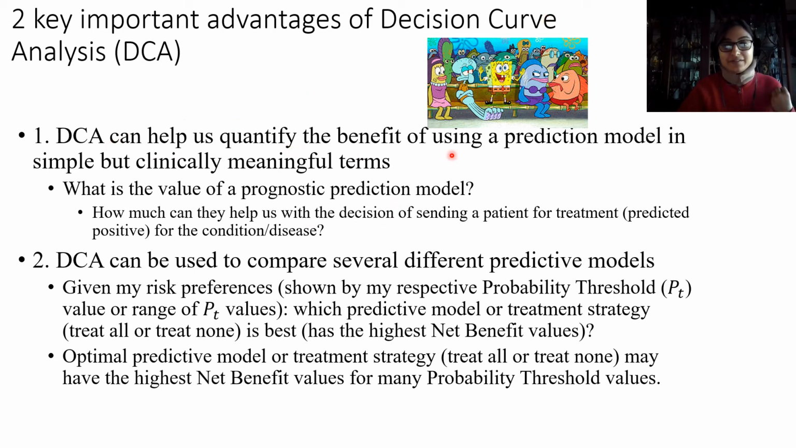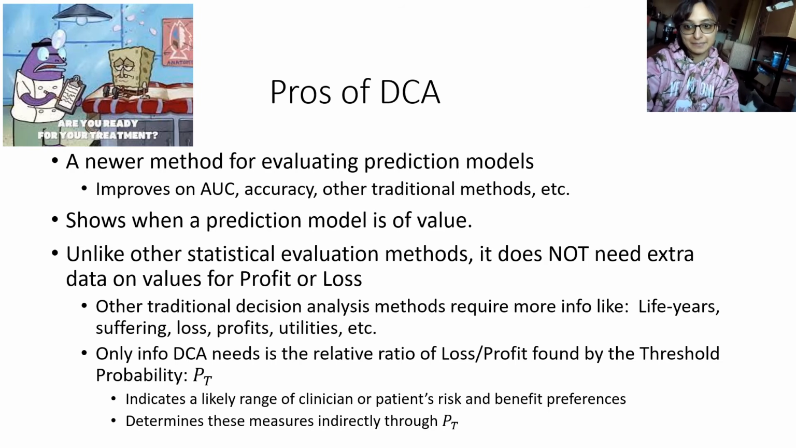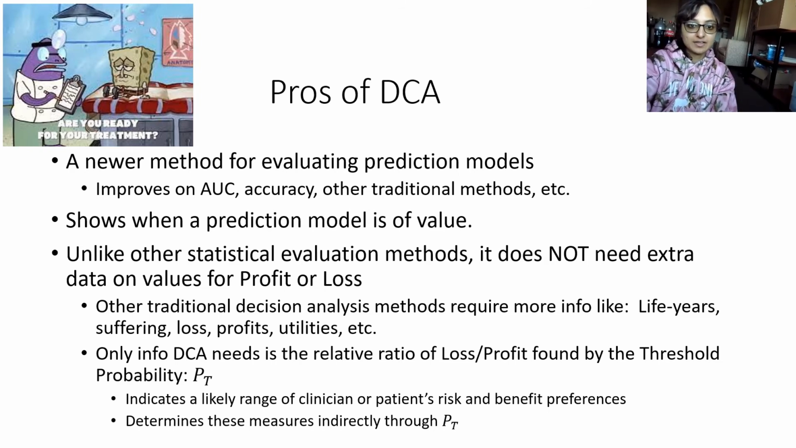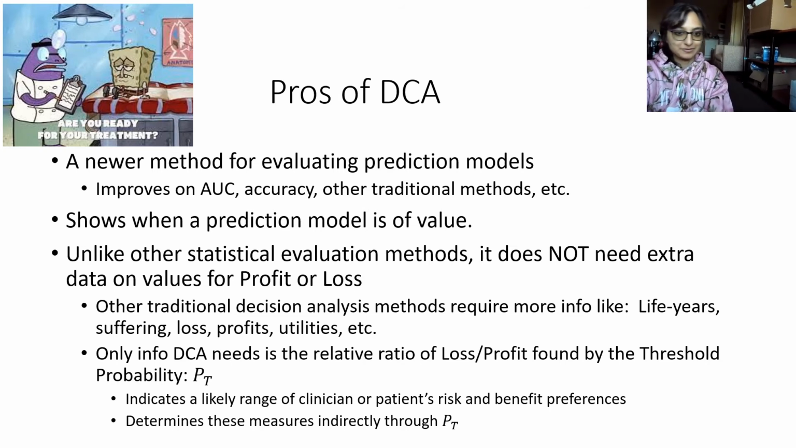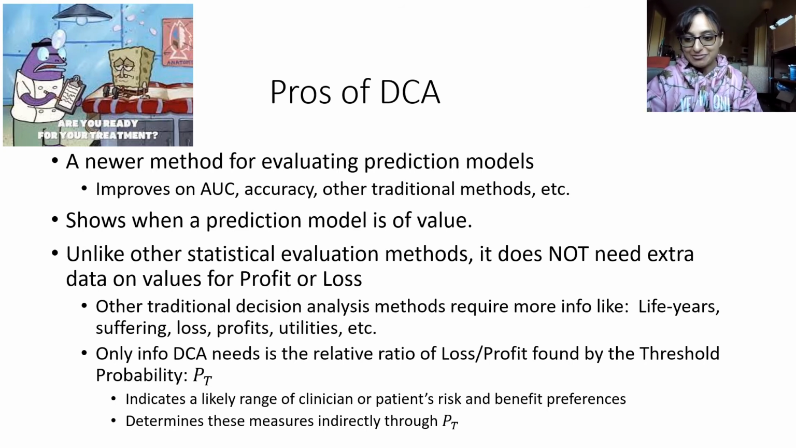And for this clinically meaningful evaluation, you don't really need more information besides the probability threshold that is subjective. You don't need to go out and collect all this additional information on the costs and losses of treatments. Now, a pro of DCA is that it's a newer method for evaluating predictive models, and it shows when a prediction model is of value. Unlike other statistical evaluation methods, it doesn't need extra data on profit or loss. It doesn't need more information like life years, suffering, loss, profits, utilities, etc. The only information that it needs is the relative ratio of loss to profit, which is measured by the probability threshold. And it indicates a likely range of clinicians' or patients' risk and benefit preferences directly through the probability threshold.